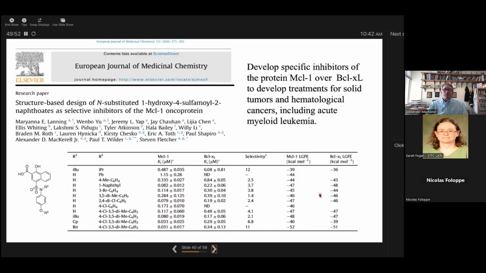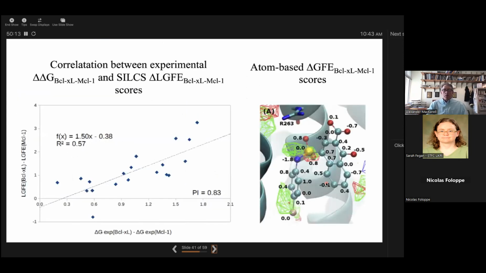And again, here's this other study that I referred to, trying to develop specific inhibitors for MCL1 over BCL-XL. Again, we can just have FragMaps for the 2 proteins. We can get LGFE scores in the presence of the 2 proteins. We can then do the correlation analysis between the differences in the LGFE predicted binding affinities versus the experimental differences. And you can see the predictability is quite good.